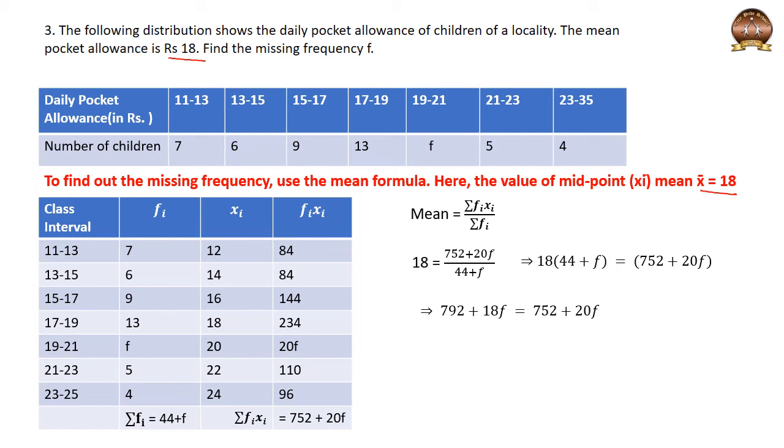Let's collect the like terms. You can take 18f to the RHS and 752 to the LHS. The sign will change, so you get 20f minus 18f and 792 minus 752. So you are left with 40 equals 2f. Therefore f is 40 divided by 2, that is 20. So the missing frequency in this case is 20.